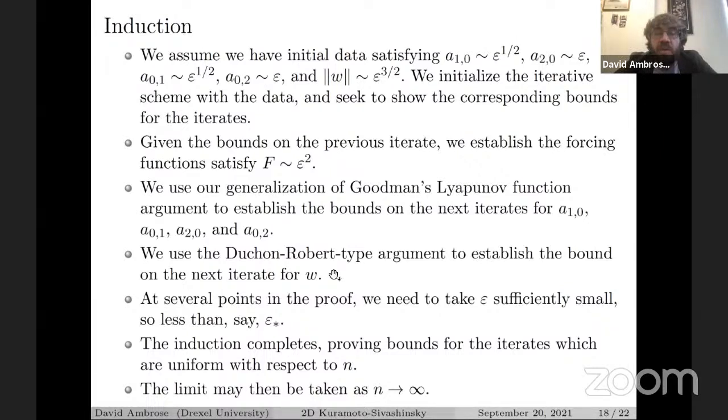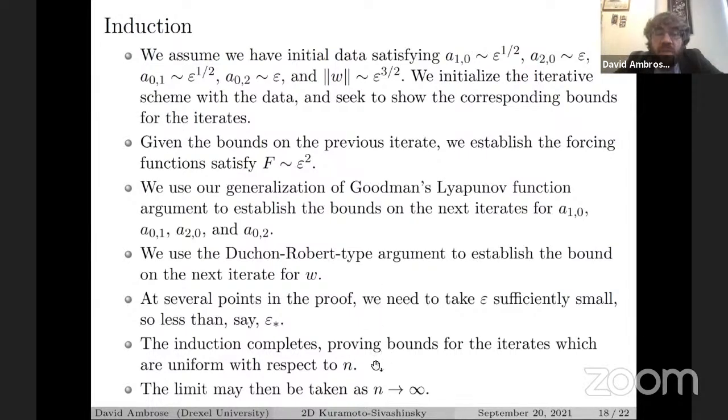Then the Duhamel-Robert type argument, similarly to our first paper, my first paper with Anna on this that I described in detail, that Duhamel-Robert type argument shows the bound for the next iterate on W. The W in a certain norm is like epsilon to the 3/2. At several points in the proof, we need to take epsilon sufficiently small. So taking epsilon small says that L1 and L2 are close to 2 pi. So they're still bigger than 2 pi, but they need to be taken close to 2 pi to get this argument to work.